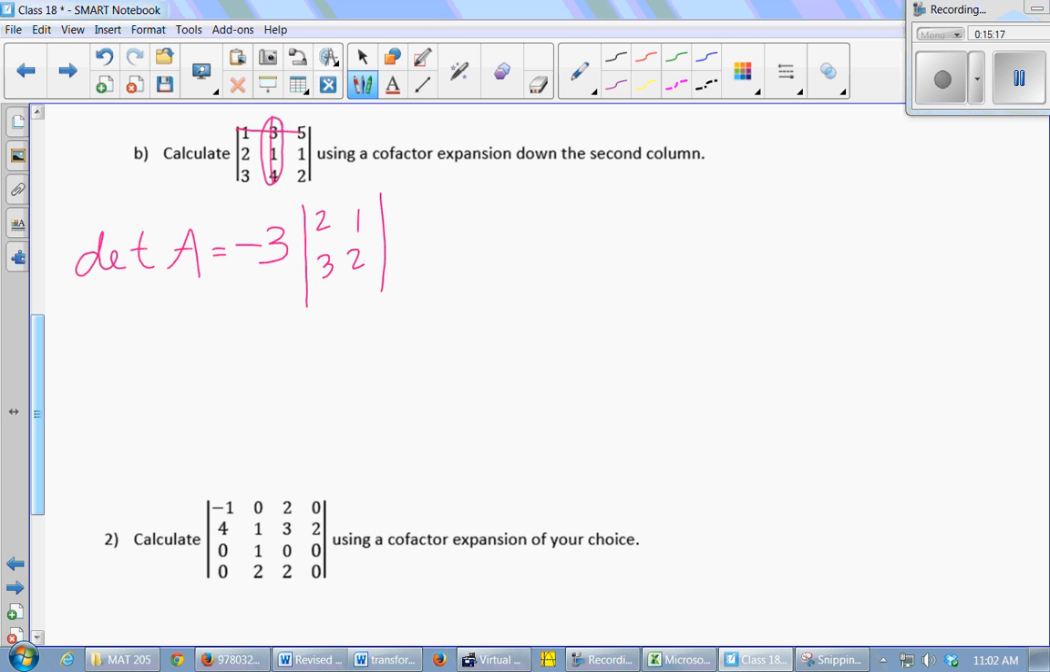And now I alternate my signs. I started with a negative, so my next sign is positive, because I was using an even column. Right, I'm using column 2. 2 is even, start with a negative. If your row or column number is odd, you start with a positive. Even, start with a negative.